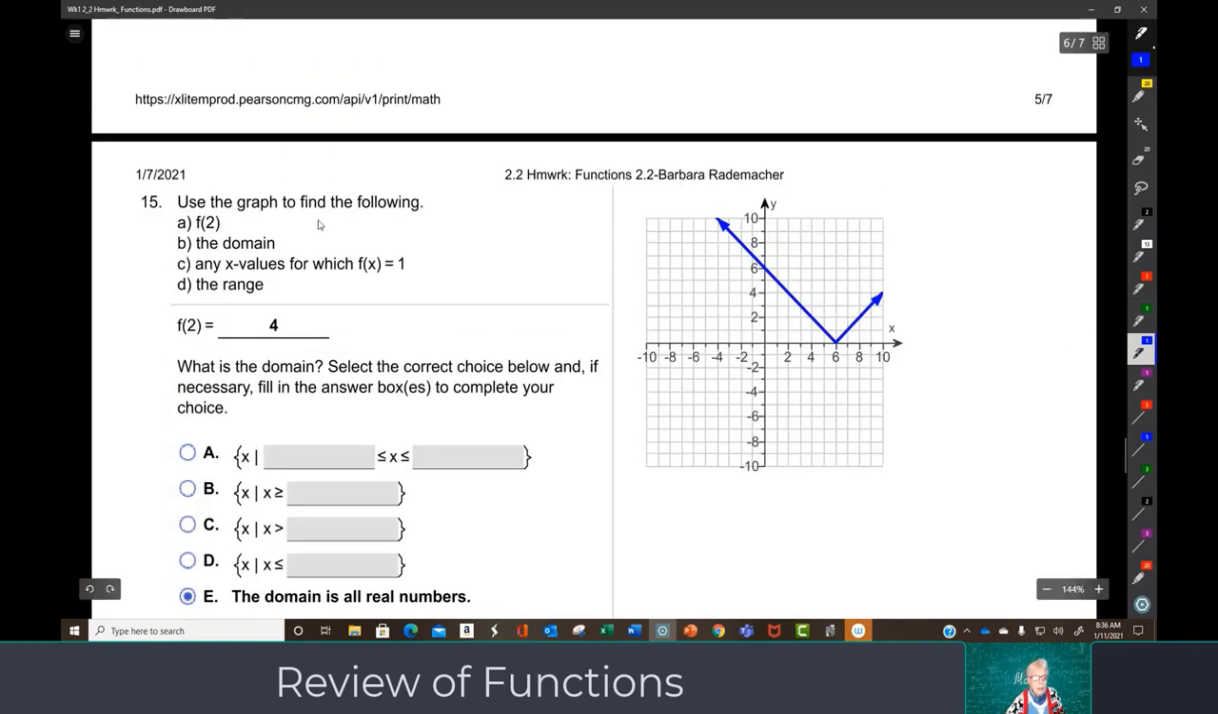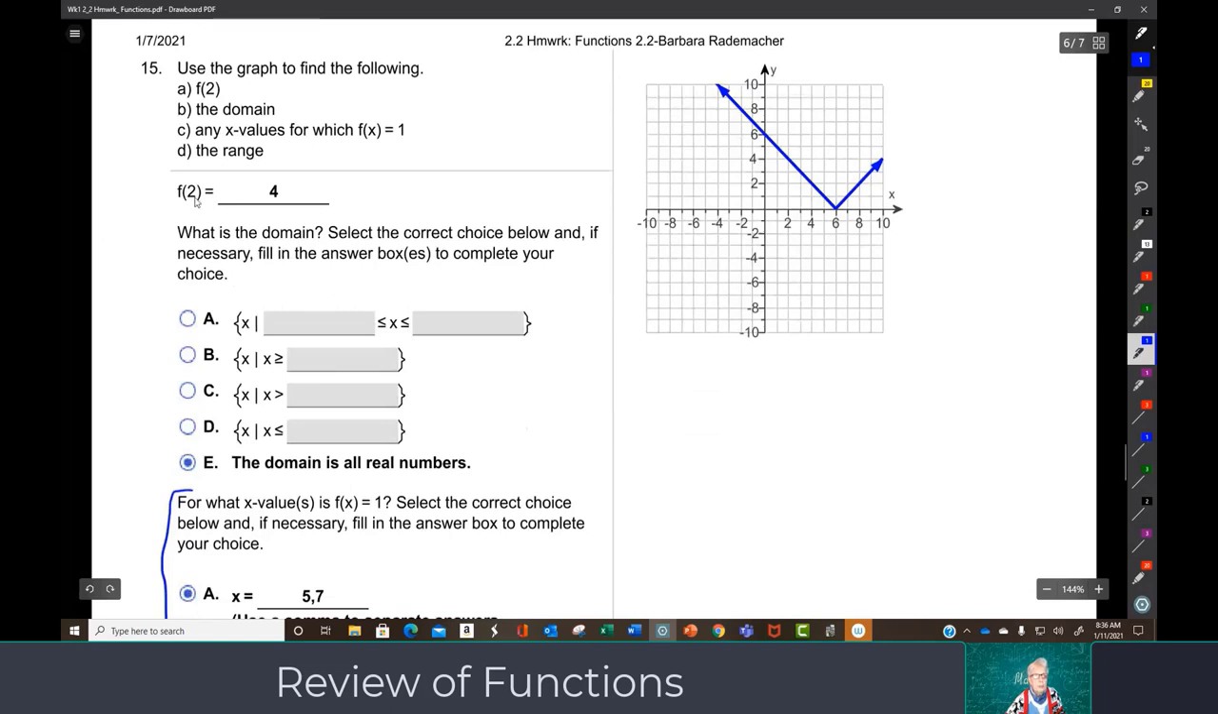Up here it says, okay, what is f of 2? That means you go to 2 on the x-axis, you go up to the graph, you go over to the y-axis, and you land on y equals 4. Then you're asked, what is the domain? Well, this goes to the right forever and to the left forever. That means it goes to positive infinity and negative infinity. And all of the x coordinates on this graph will come from the entire x-axis. So the domain is all real numbers.